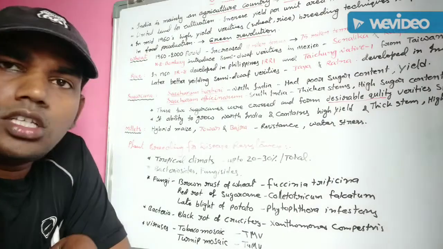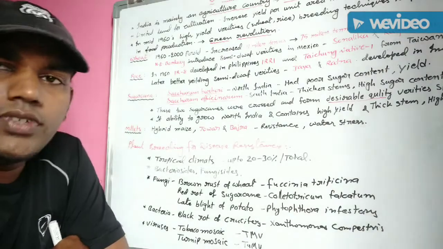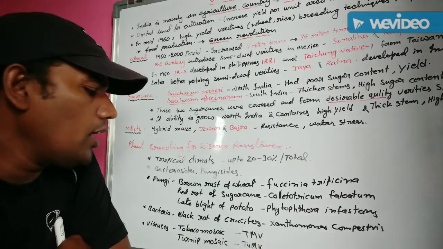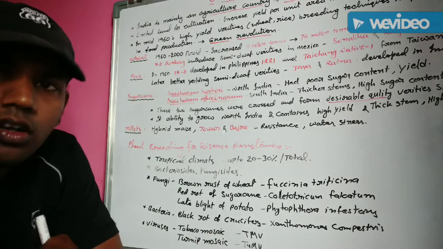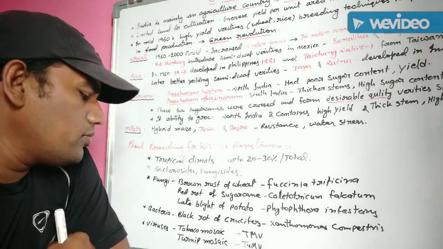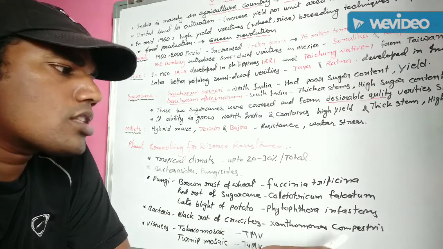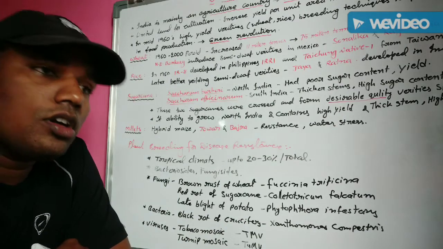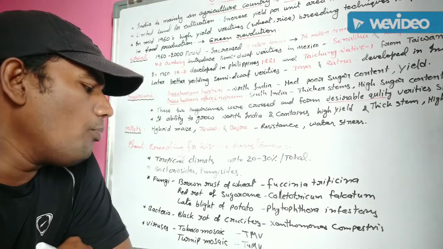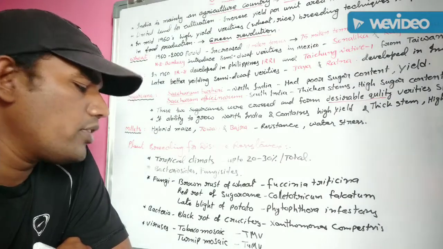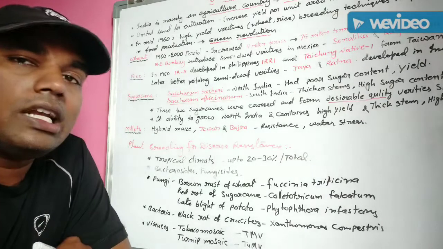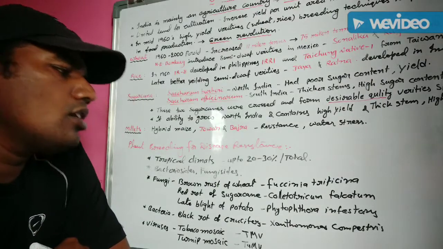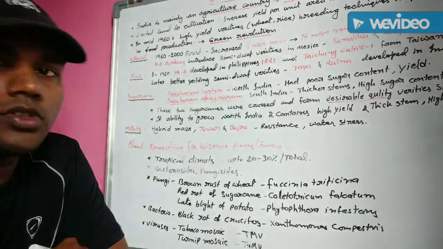Bacteria also cause diseases in cultivated crops, like black rot of cruciferous crops. This black rot of cruciferous crops is caused by a bacterium, Xanthomonas campestris. This Xanthomonas campestris causes black rot of cruciferous vegetable crops. So the yield is also decreased by 20 to 30% of the total.